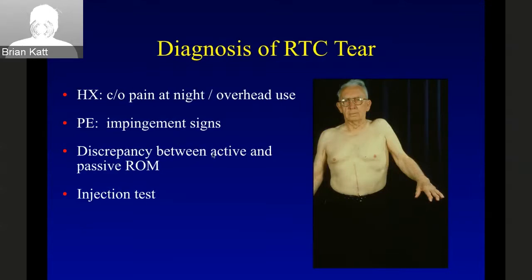And then here I said the difference between active and passive range of motion. Active is what he can do, not much. But on someone like this, passively, if he relaxes and I take his arm, I'm able to move it in all positions. So he doesn't have a frozen shoulder. He has a rotator cuff tear.